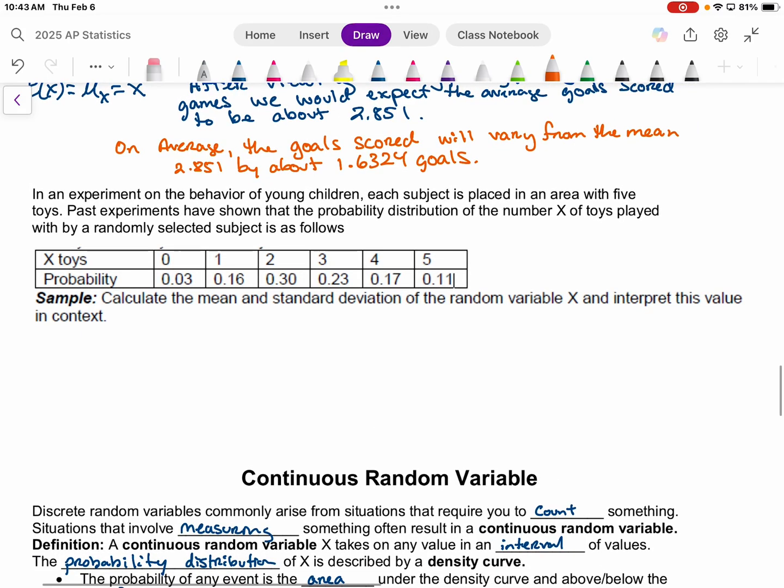So in an experiment on the behavior of young children, each subject is placed in an area with 5 toys. Past experiments have shown that the probability distribution of the number X of toys played with by a randomly selected subject is as follows. So 3% for no toys, 16% for 1, 30% for 2, 23% for 3, then 17%, and then 11%. They asked us to calculate the mean and standard deviation and then also interpret them.